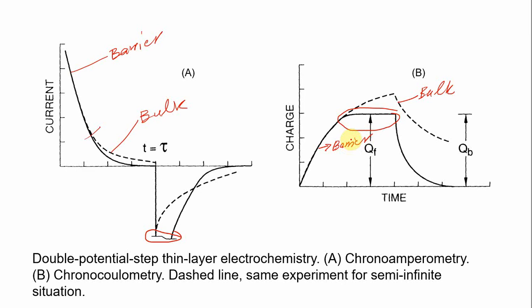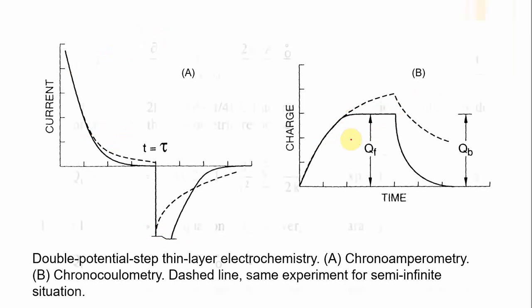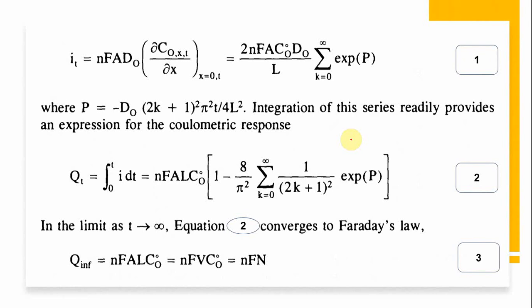So this barrier is actually a diffusion barrier, placed there, as we initially said, so that there is no bulk available. This can be mathematically written in this form. Here we see three equations.